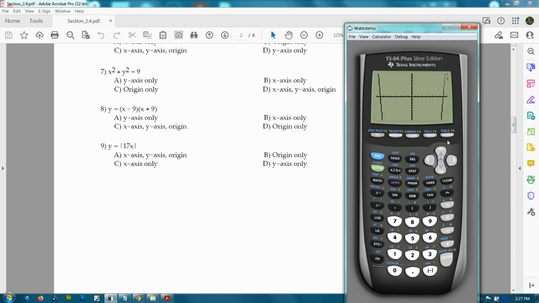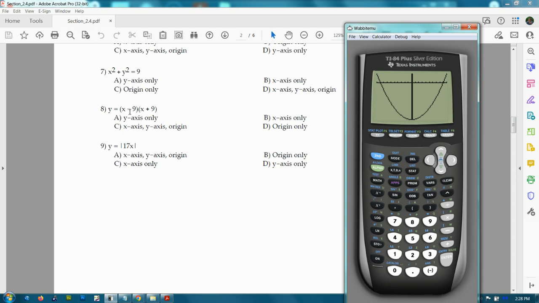You're not seeing everything here, but what you've got is a parabola. Watch what I'm going to do here. I'm going to go to zoom, and I'm going to come down to something called zoom fit. What that's going to do for me is give me the whole graph. And what I've got is a parabola here whose vertex is way down here at negative 81.